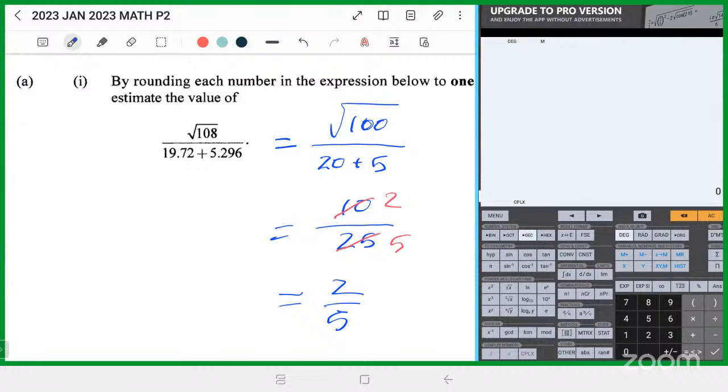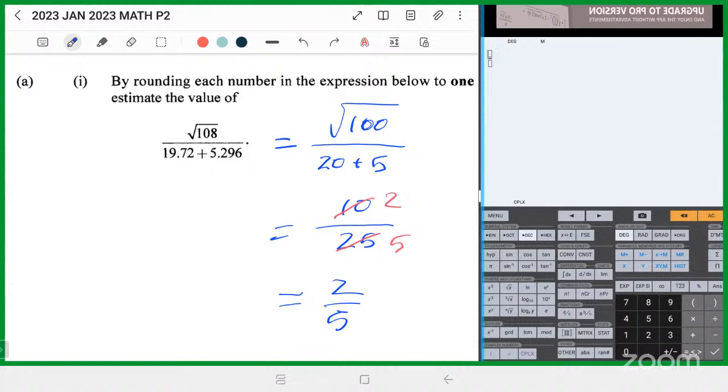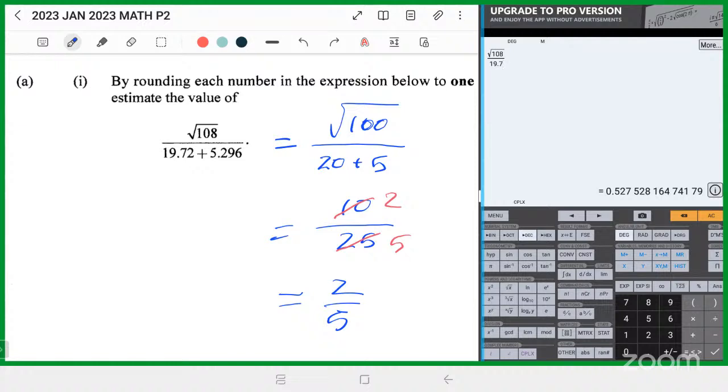Now 2/5 is actually 0.4, right? Because it's the same as 4 over 10, which is 0.4. So we can check and see if this would work out to about 0.4. To check it as a fraction, remember we have the square root of 108 over 19.72 plus 5.296. This is 0.415. Approximately to one decimal place that is still 0.4. So that's an acceptable answer. Right? So we can move on.